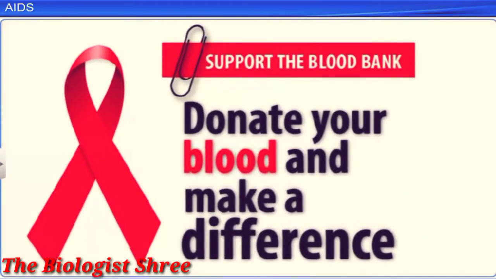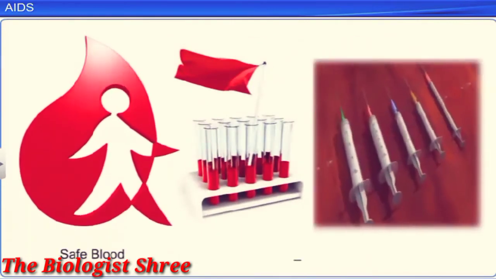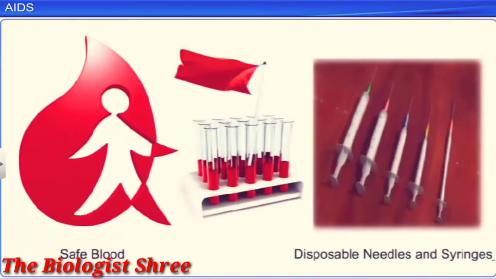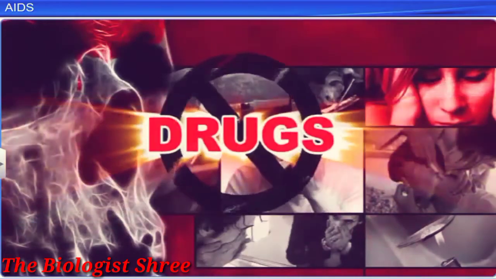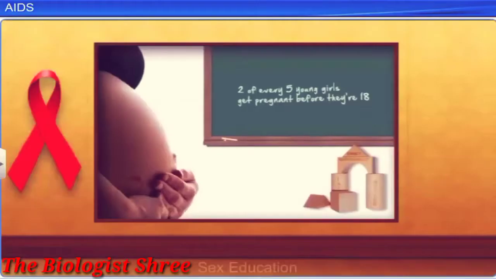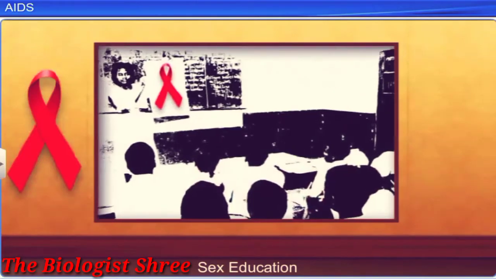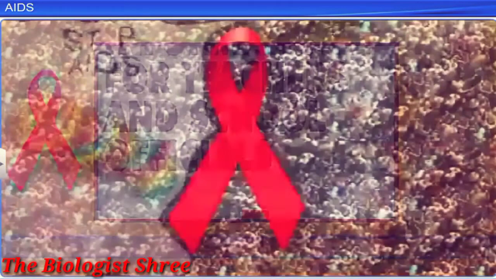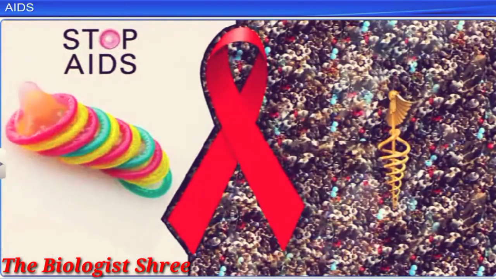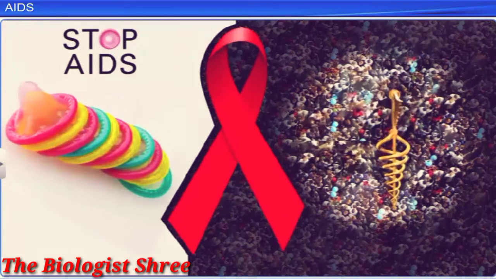It is important to ensure that blood banks have safe blood and only disposable needles and syringes are used. Efforts must be made to control drug abuse. Sex education must be imparted to the masses so that people indulge only in safe sex. And condoms should be freely distributed and regular checkups made a must among susceptible populations.